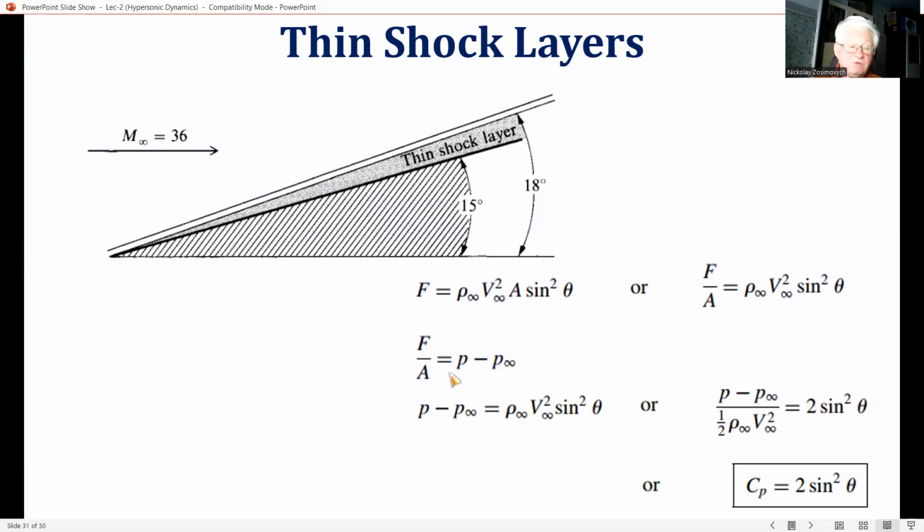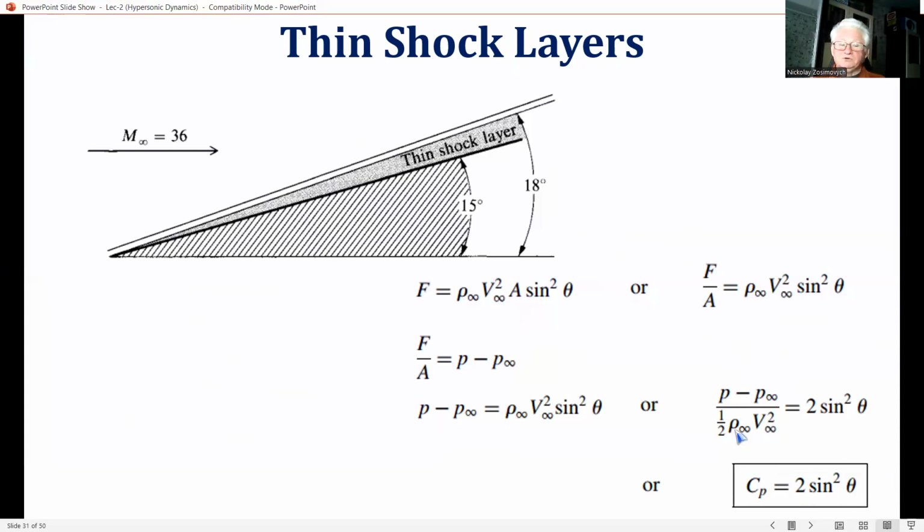p here is the surface pressure, and the second component is the free stream static pressure. And hence, we may rewrite this expression as p minus p infinity proportional to rho infinity times V infinity squared times sine squared theta. Or it gets us this expression on the right. Or finally, we may rewrite it as Cp proportional to 2 sine squared theta. And this last equation for Cp is the famous Newtonian sine squared law for pressure coefficient.